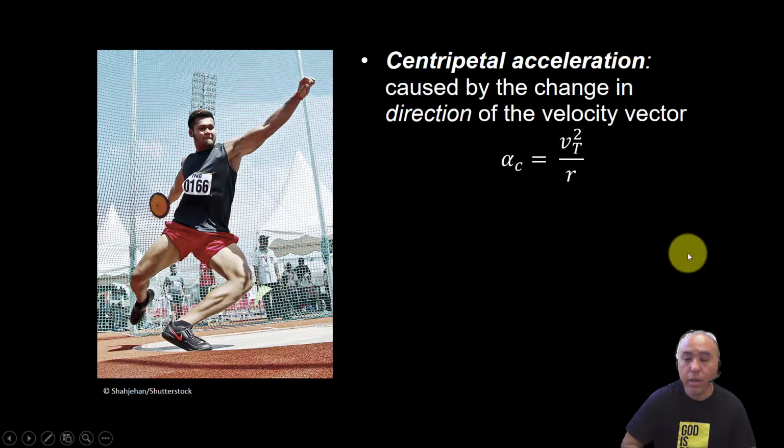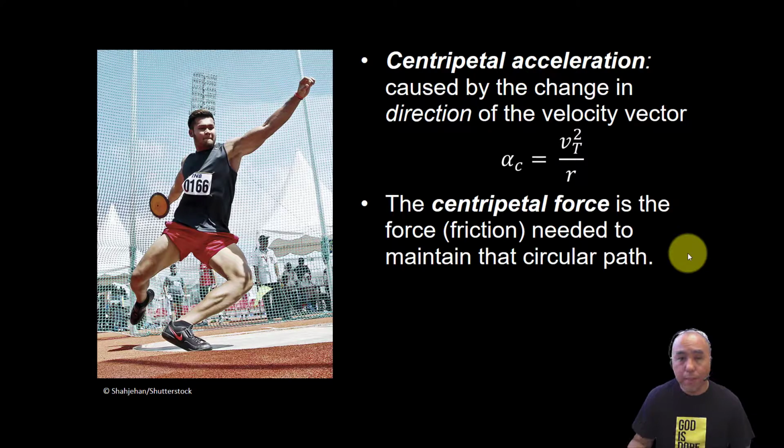So looking at that equation, which would have more effect on centripetal acceleration? Tangential velocity or the radius? Tangential velocity, right, because it's squared. Now, like I mentioned earlier, an object in motion would want to stay in a straight line. So because you're constantly changing direction when you're moving in a circular path, there is a force that tends to keep it towards the center, trying to fight it. We call that a centripetal force. It's the force that is needed to maintain a circular path.